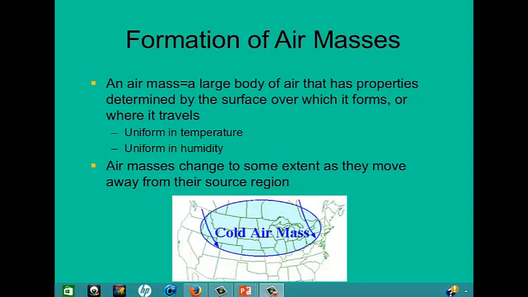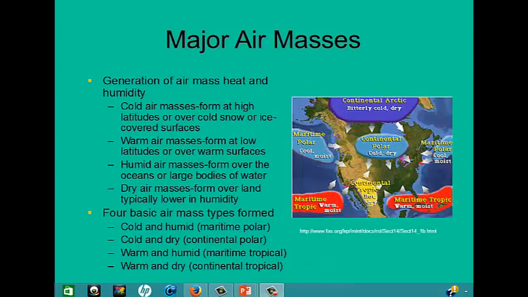An air mass is defined as a large body of air that has properties determined by the surface over which it forms or where it travels. This means that it must be uniform in temperature and uniform in humidity. Air masses change to some extent as they move away from their source region. There are four major air masses that we will be looking at over the course of the next unit. The generation of air mass heat and humidity follows these rules.